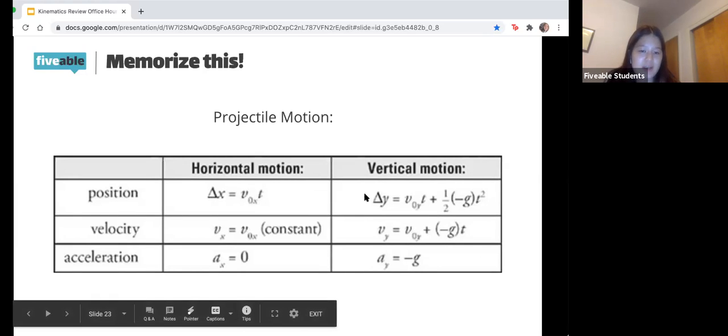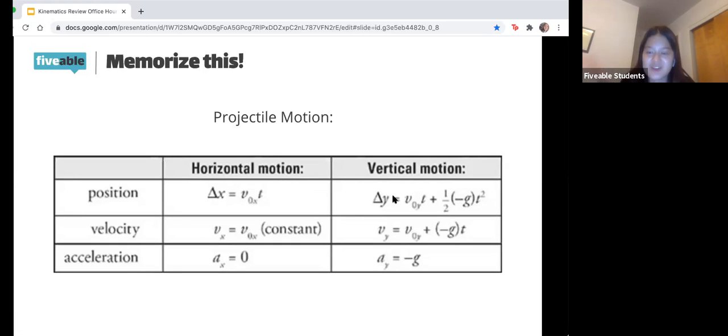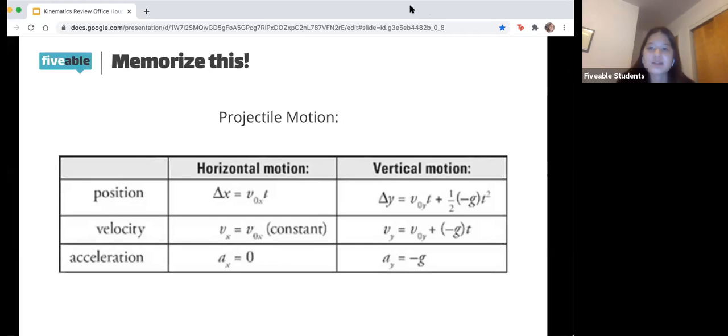Going to position again. Obviously position is changing, because it's going from here to here. Position is always changing, so you would use this equation for that, and you can use one of the big four, or big five I guess, equations.